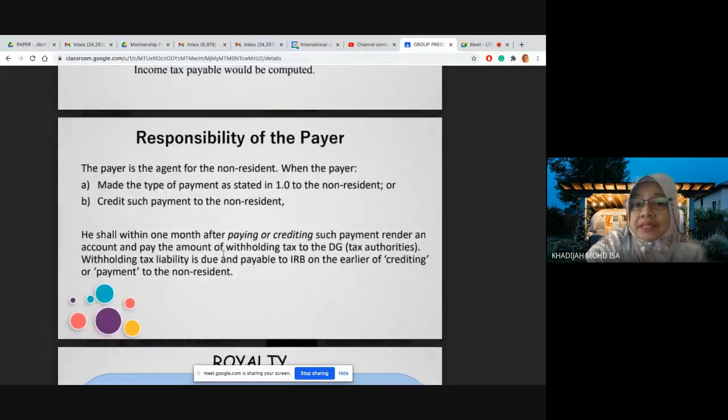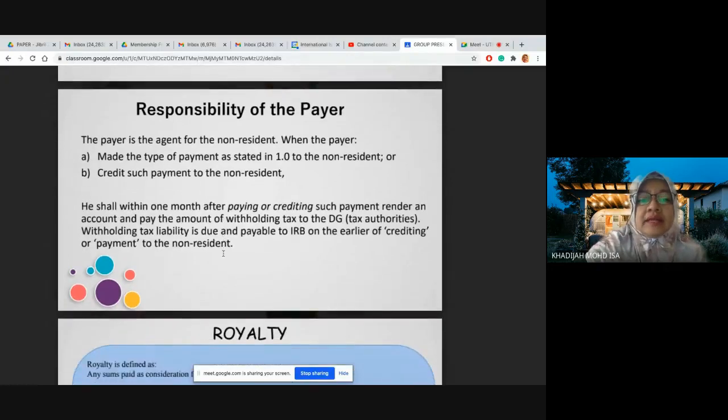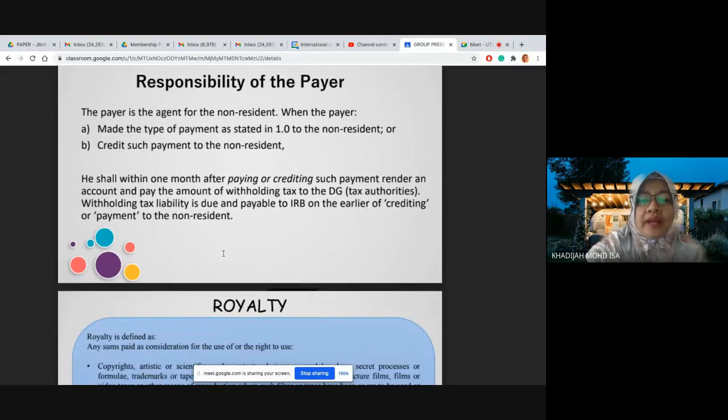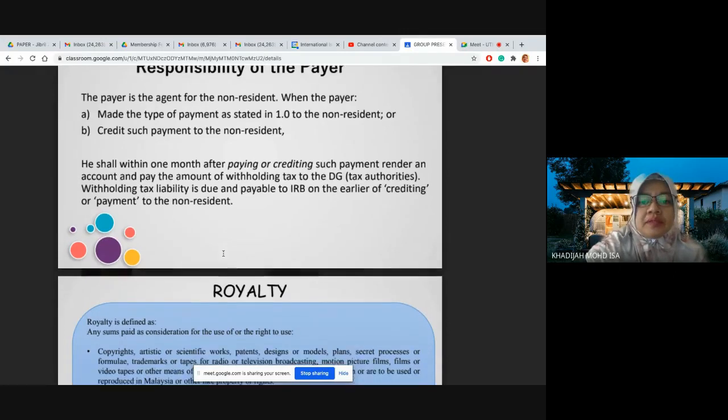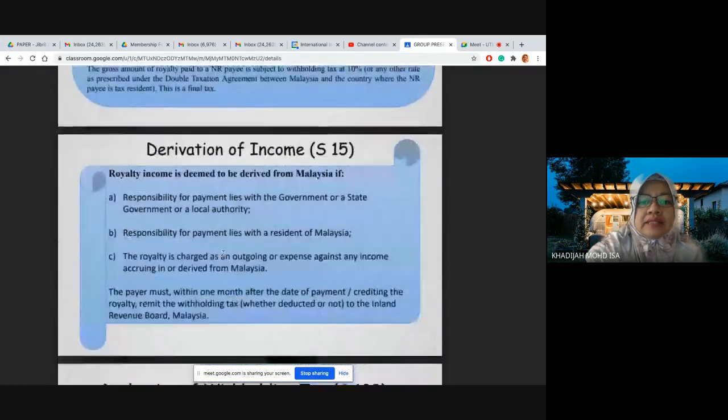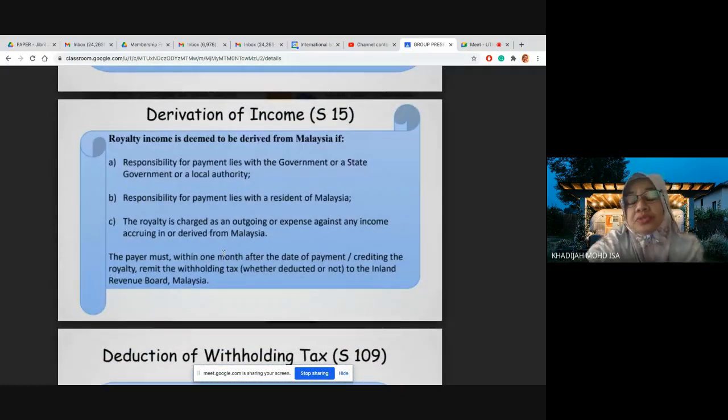Okay, responsibility is stated here, right? You have to, within 1 month, pay credit such payment to RB. So these are the details of the income derived. So you have to look at the derivation. It's important because you know that this is the income which is subject to withholding tax, but if this income is not derived by the person, right, derived in Malaysia.